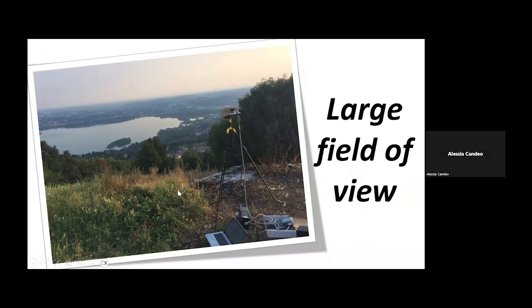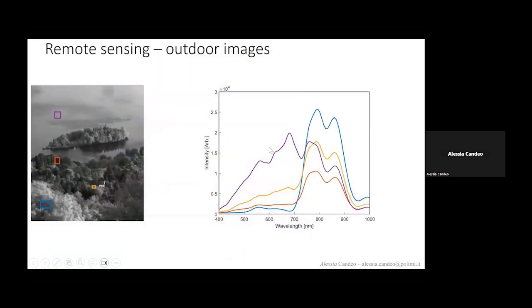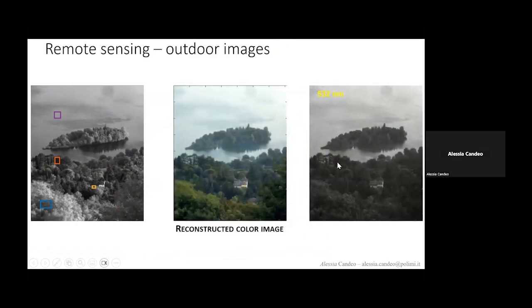In this case, we are looking at Lake Pusiano in the north of Italy, where the camera was brought. The camera is very portable and doesn't use a lot of power, so it can easily be used even in adverse conditions. It was used for outdoor images, and more generally for remote sensing. For example, here it was possible to see the differences in the chlorophyll of different trees on the lake. It was also possible, of course, to reconstruct the color image.